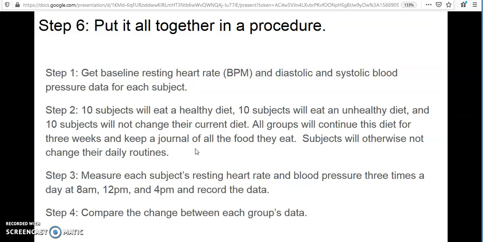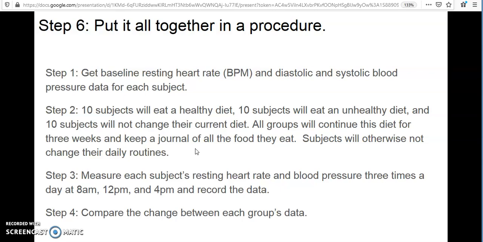Granted, we have to account for every subject having different lifestyles, and a big part of that will be choosing subjects that live a similar lifestyle. Step 3, we're going to measure each subject's resting heart rate and blood pressure 3 times a day at 8 a.m., 12 p.m., and 4 p.m. to record the data, and then we're going to compare the change between each group's data.